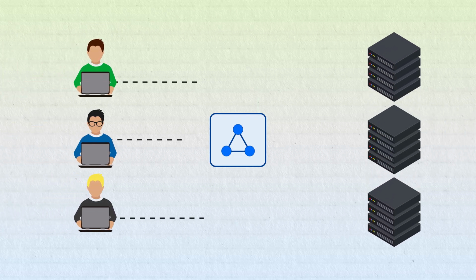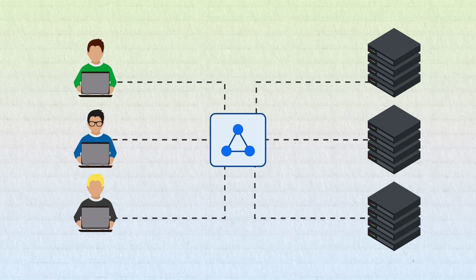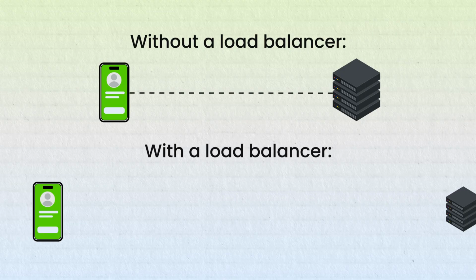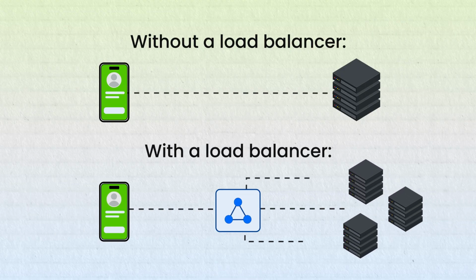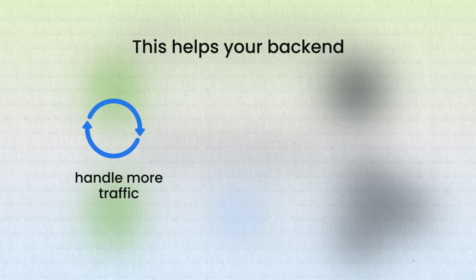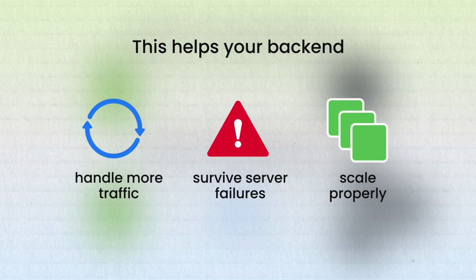So, in simple words, a load balancer sits between the user and your backend servers. Its job is to distribute incoming requests across multiple servers. Without a load balancer, the user connects to one server. With a load balancer, the user connects to the load balancer, and the load balancer distributes the load across multiple servers. This helps your backend handle more traffic, survive server failures, and scale properly.